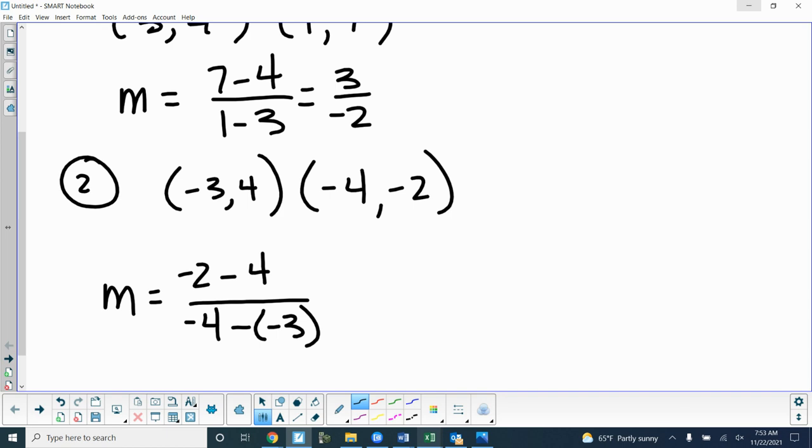Okay, so I get negative 6 in the top for this, and minus the negatives plus, so negative 1. So that one's positive 6 for 2.